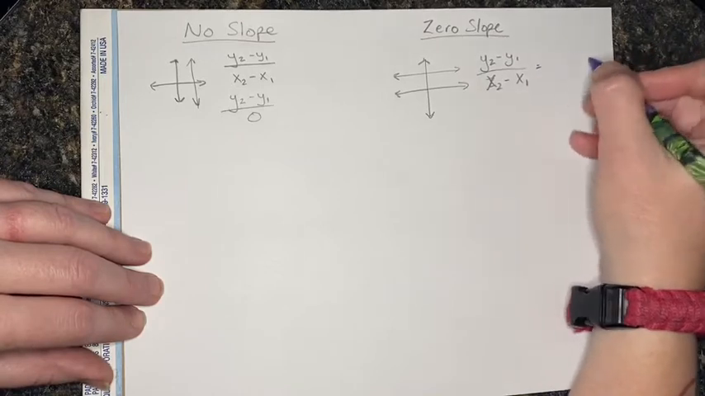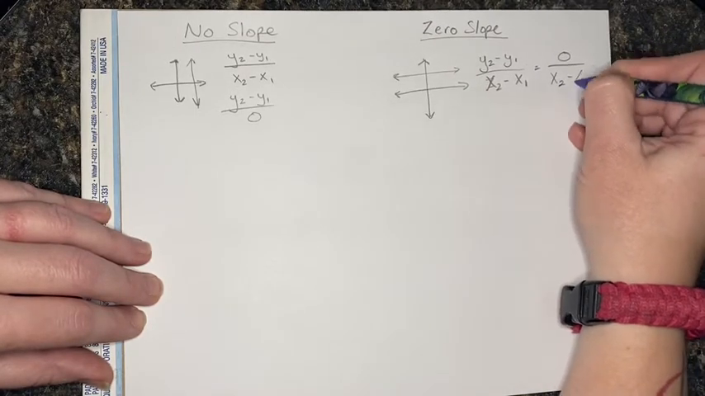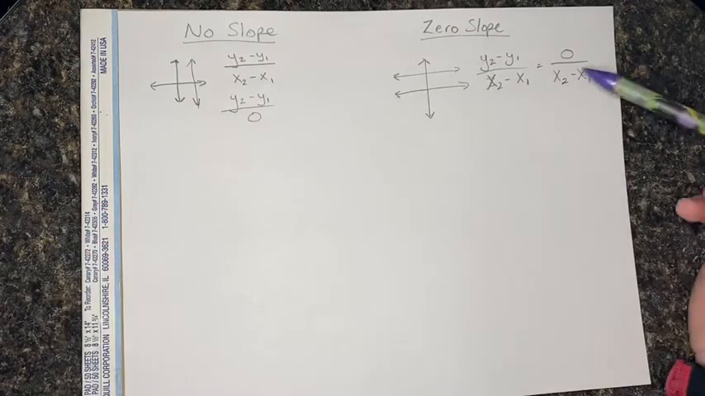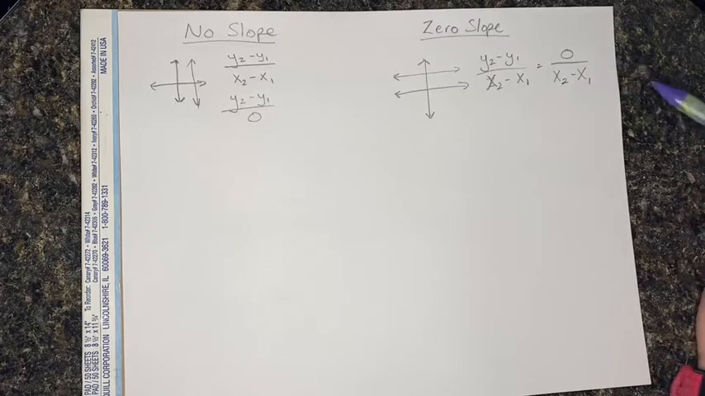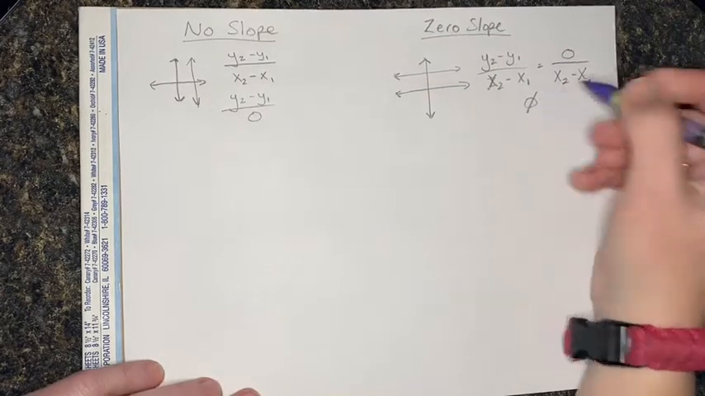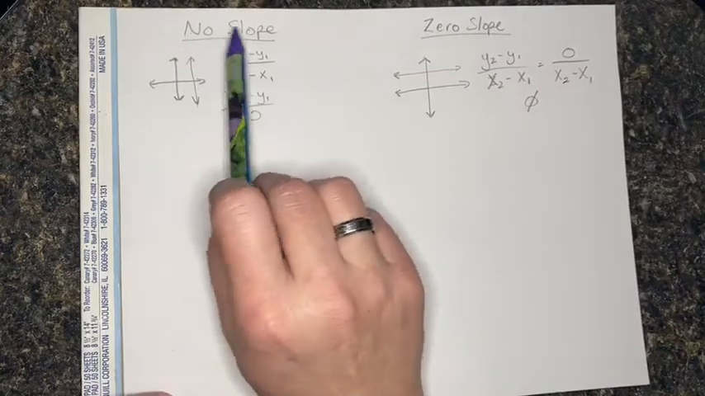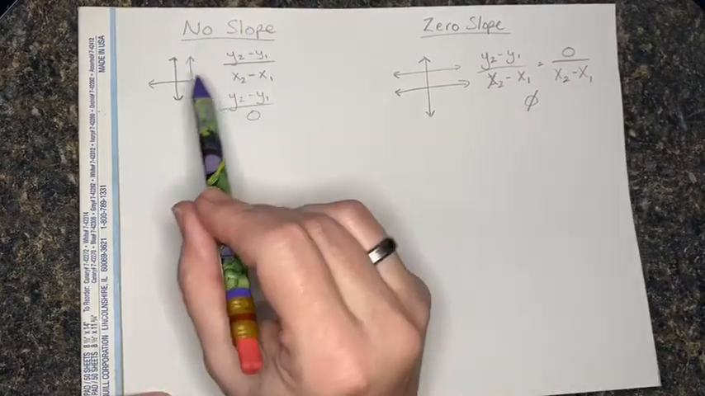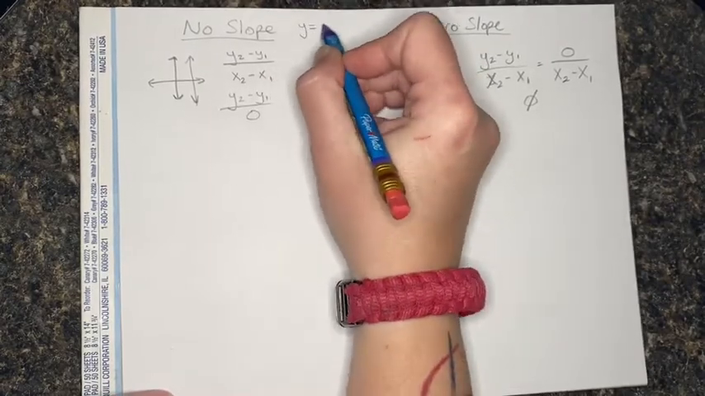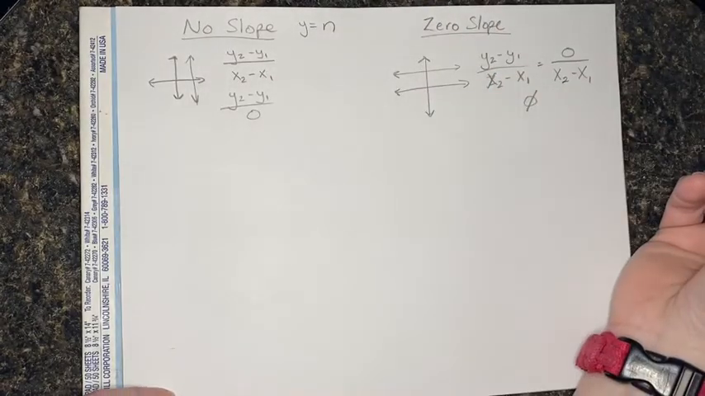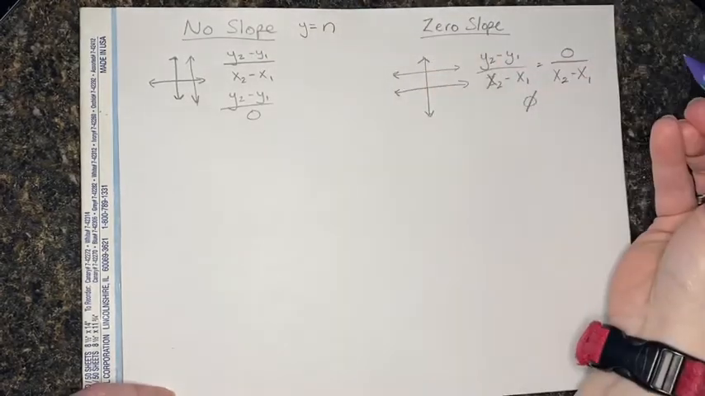So here we end up having a 0 over x sub 2 minus x sub 1, which isn't undefined. It's just any number divided into 0 is 0, right? So it's a 0 slope. Okay, so no slope. These are always going to look like this: y equals something. That's a no slope. There's no x involved. It's just y equals something.